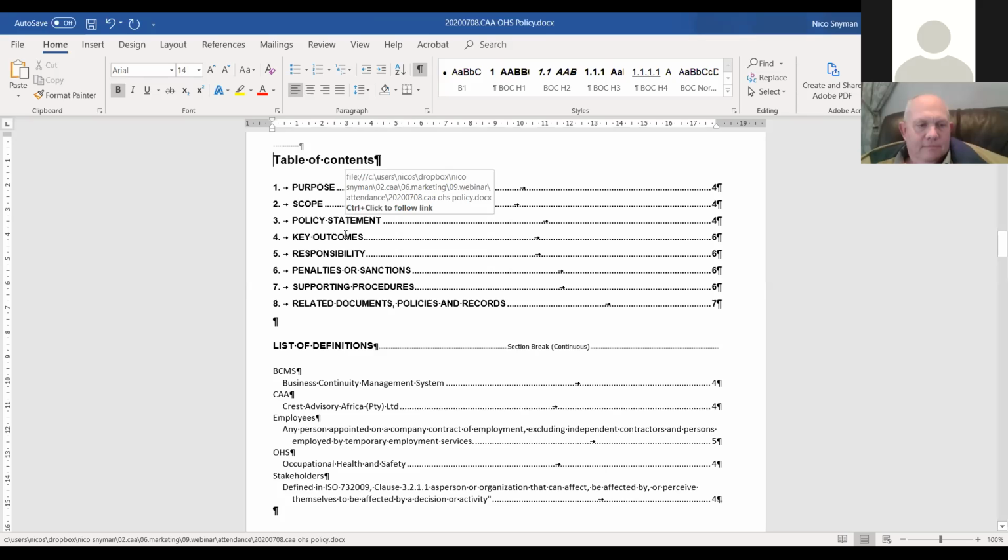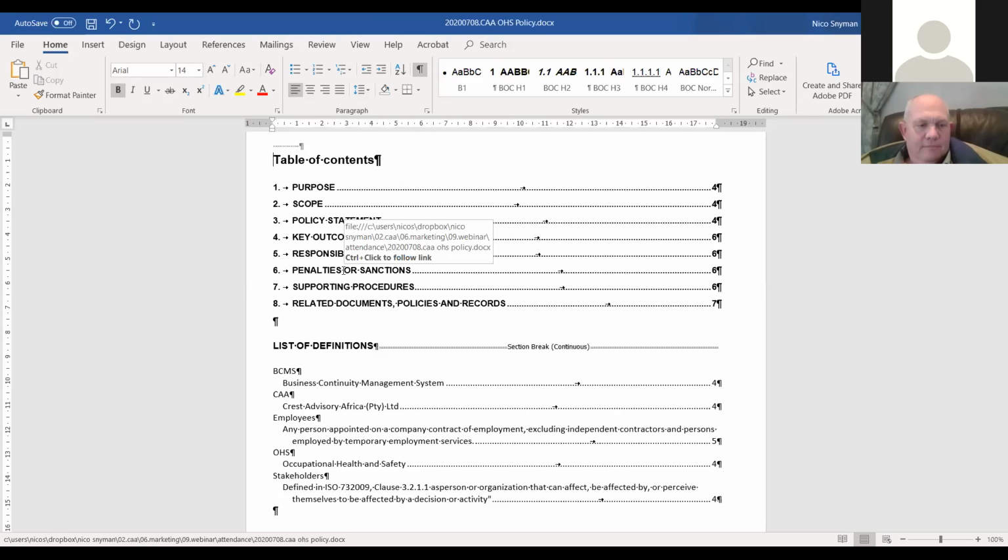What are the key outcomes that you want to achieve through this policy? Who is now responsible for the policy? What are the penalties and sanctions? Critical, because if you don't mention in your policy that if you are not complying with this document, sanctions will be taken if it is internal personnel, and if it's external personnel, do you have penalties in your service level agreement?